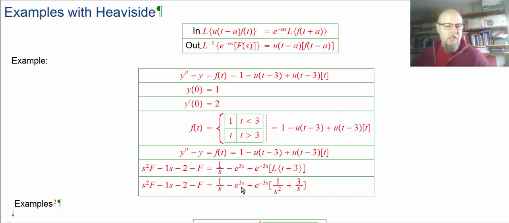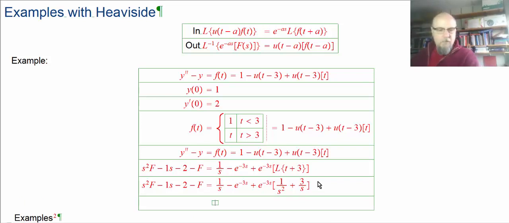Now some things have an e to the minus 3s on them. They're the things that, when I collect on the way out, are going to have the Heaviside step function on them. But my plan is going to be the same here. I need to solve this for f. I need f equals.